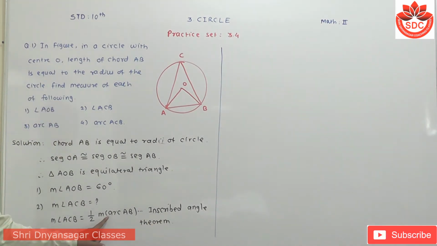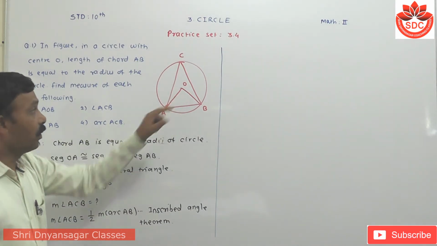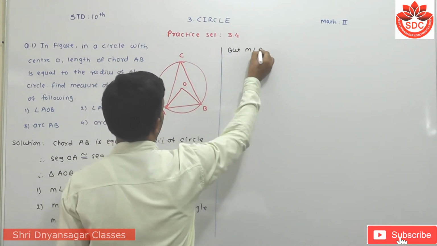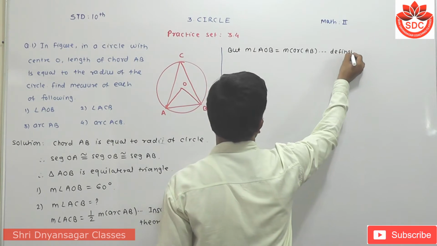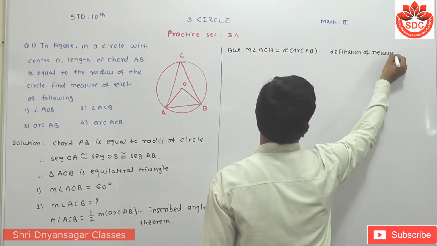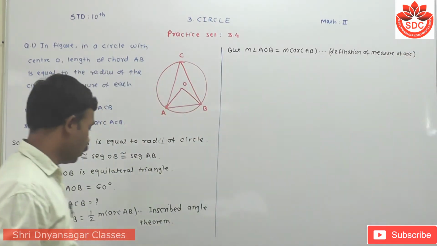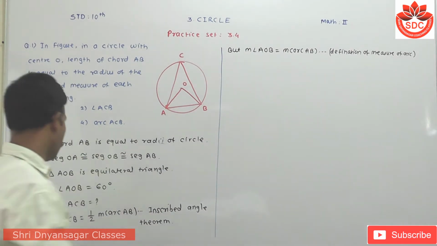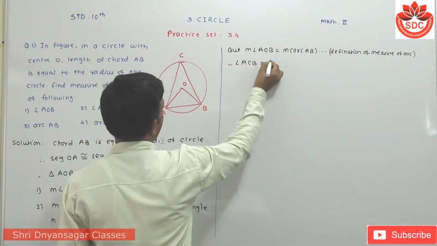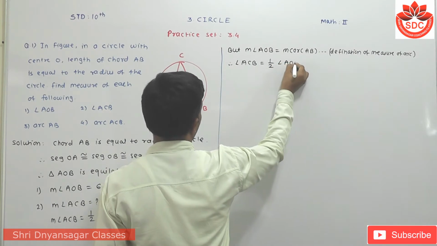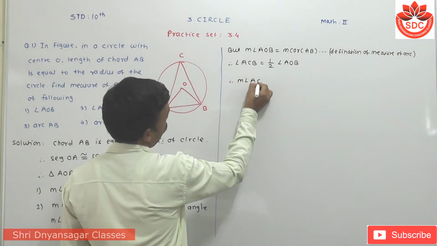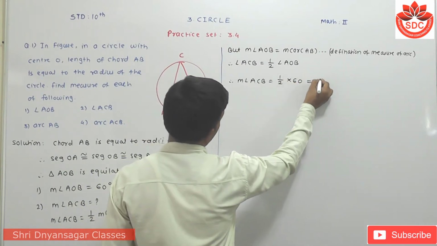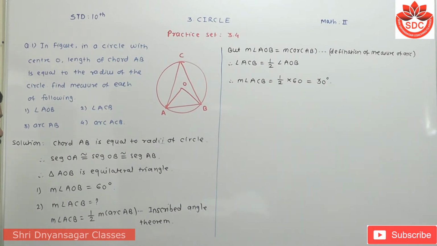Student, we know that the measure of arc AB is equal to angle AOB, because by the definition of the measure of an arc. So I substitute the value of arc AB with angle AOB. So angle ACB is equal to half of angle AOB. Substitute the value of AOB as 60. Therefore, the measure of angle ACB is equal to half into 60, which is 30 degrees. Second is 30 degrees.